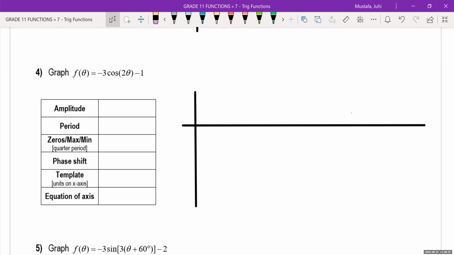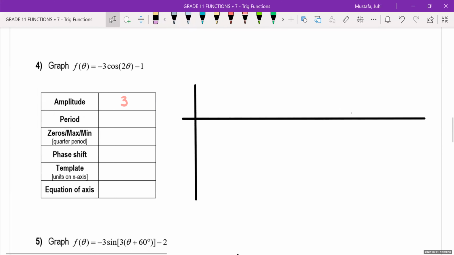Okay, so question number 4 says graph f of theta is equal to negative 3 cos. Now we have something in front of the theta. It's a 2 minus 1. Let's begin where we always begin, which is with my a value, and that's a 3, because remember, your amplitude always has to be positive, so you're never going to write the negative. It'll just be a 3.